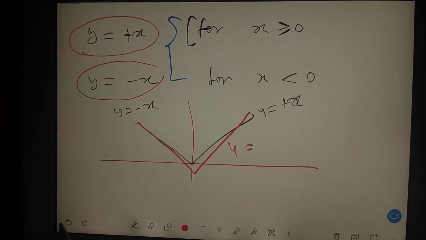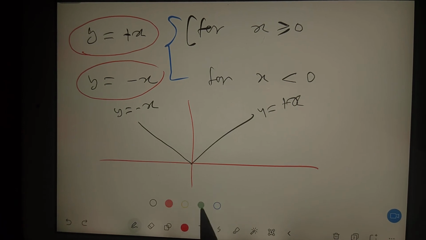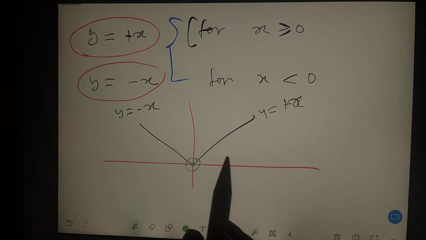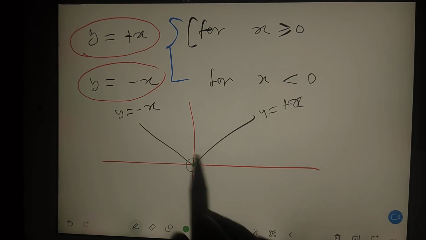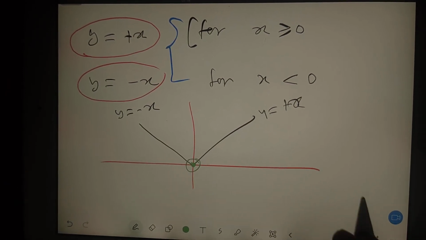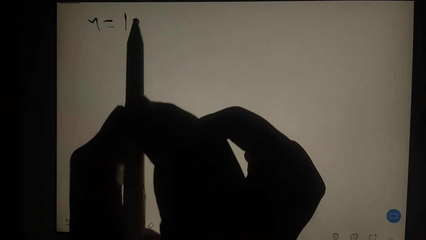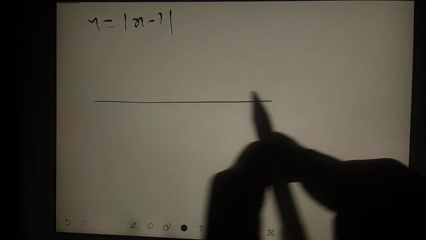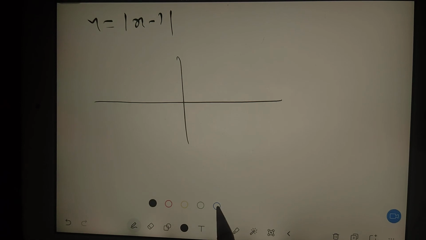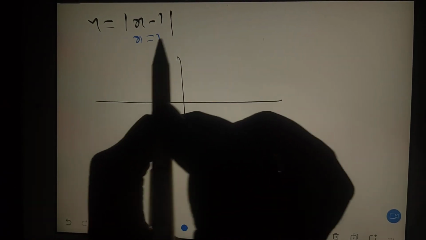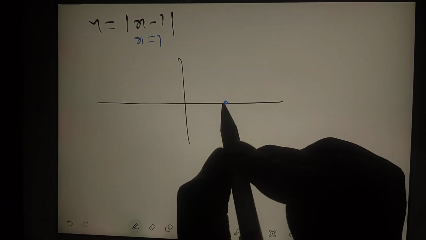Okay, now just keep in mind, exactly at the sharp point, function is never differentiable. Function is not differentiable at a sharp point in any graph. Now how will you tackle the same thing if I draw y is equal to mod of x minus 1? So in this case, what is your critical point? Your critical point is x is equal to 1. So x is equal to 1 is here.